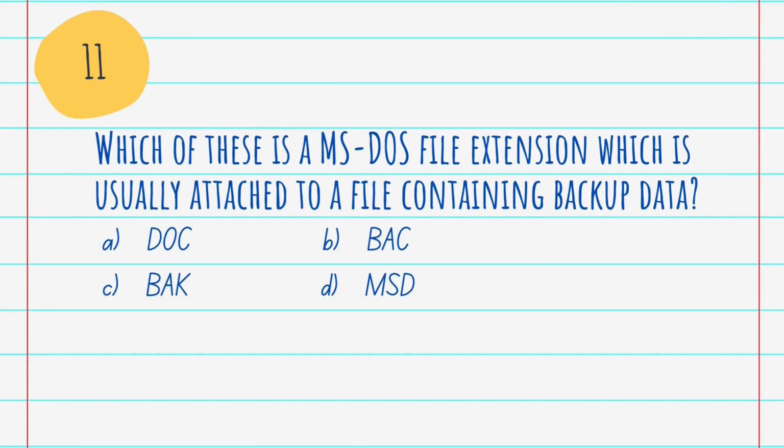Okay. Question number 11. Which of these is an MS-DOS file extension which is usually attached to a file containing backup data? A. DOC, B. BAC, C. BAK, D. MSD. And the answer is C, BAK. The backup refers to safekeeping of data and information which can be retrieved and saved again if lost or corrupted in the course of some process or activity, and it has the extension .BAK.